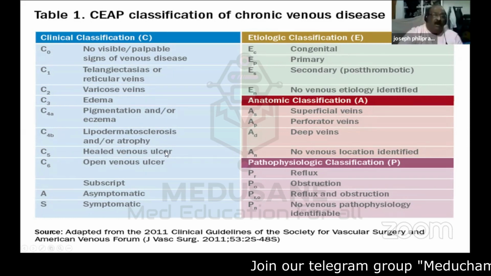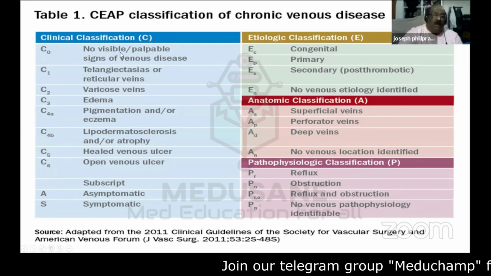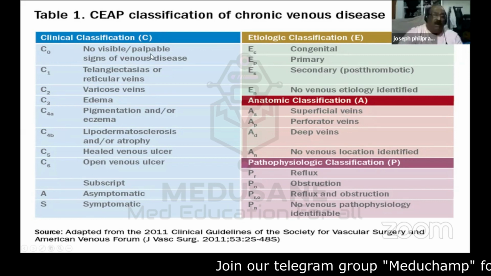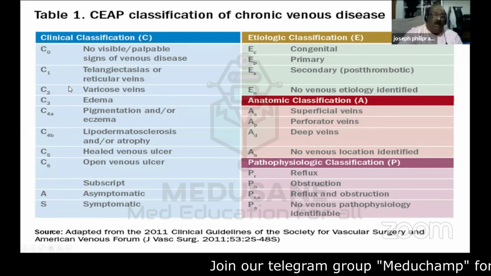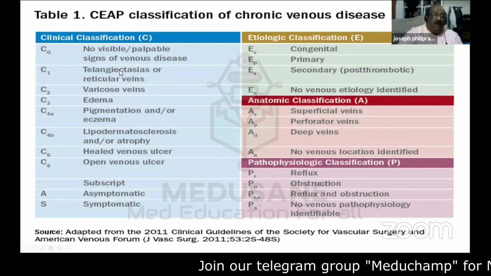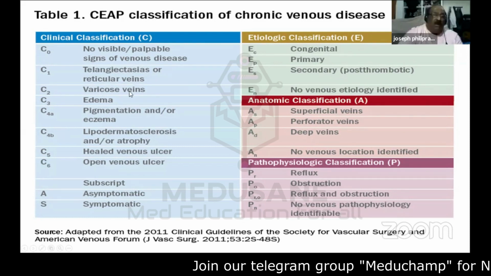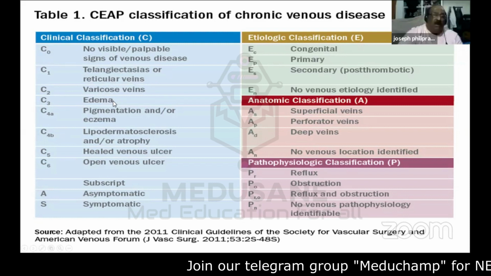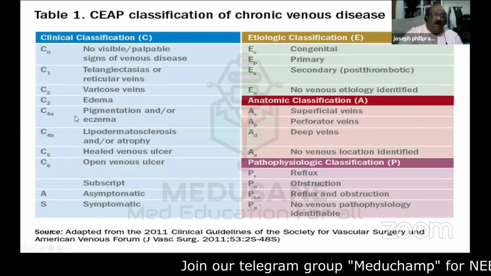C6 is still non-healing ulcer. So it's very clear. CEAP classification, C stands for clinical classification. C0 is no visible palpable signs of venous disease. C1 is telangiectasia, reticular vein. C2 is varicose vein. C3 is limb edema. C4 is into A and B.